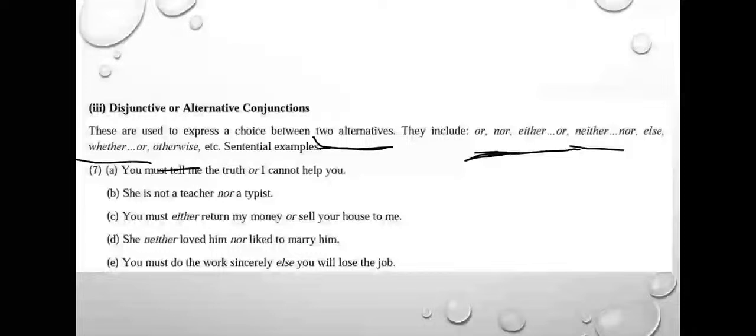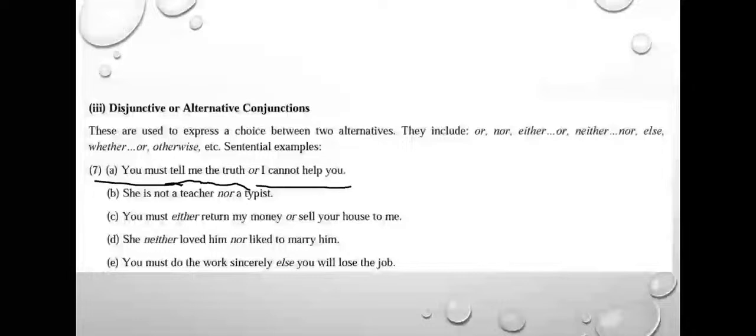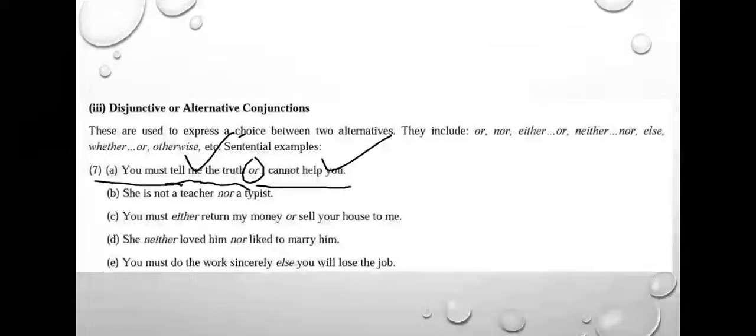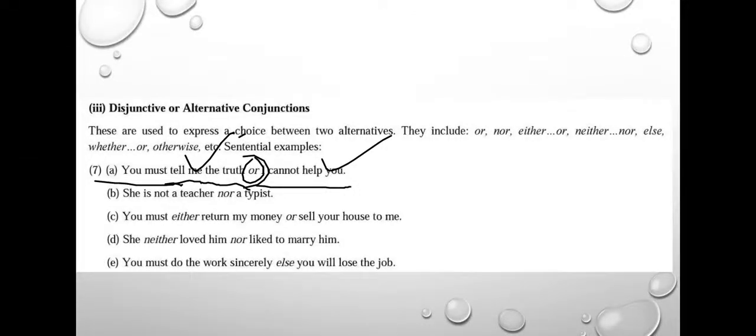Let's take some examples. First one is, you must tell me the truth, or I can't help you. The connector here: you must tell me the truth, or I can't help you. Either you have to do the first one or this one. You have a choice. The person has a choice between two different alternative ideas, and it's up to that person because of this "or" in the sentence.